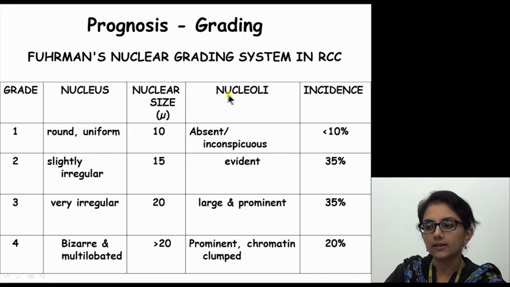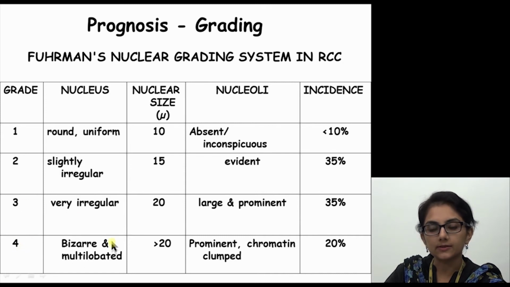The Fuhrman's nuclear grading in RCC divides RCCs into 4 grades based on the appearance of the nucleus, the nuclear size, as well as the nucleoli. To remember easily, in grade 1, you have round uniform nuclei which are small with absent or inconspicuous nucleoli. By grade 2, the nucleus becomes slightly irregular and the nucleoli become evident but only on a high power, that is a 40x magnification. By grade 3, they are very irregular, larger, with large and prominent nucleoli evident even on low power, that is a 10x magnification.